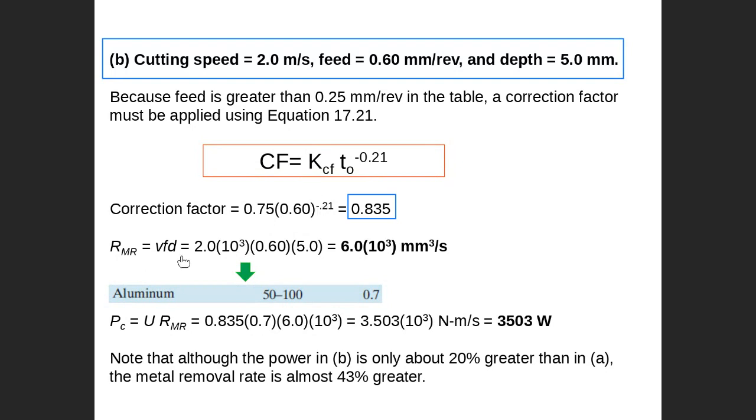Okay, the material removal rate is no issue. It is VFD, where V is equal to 2, F is equal to 0.6, and D is equal to 5. VFD is okay for the material removal rate.